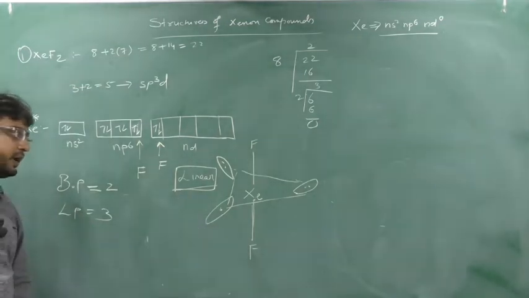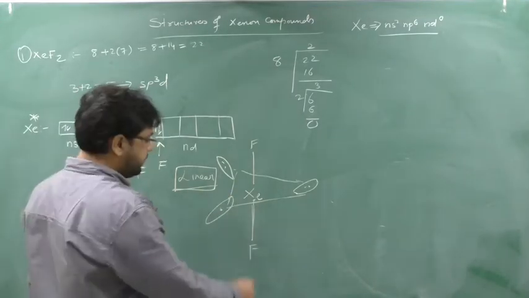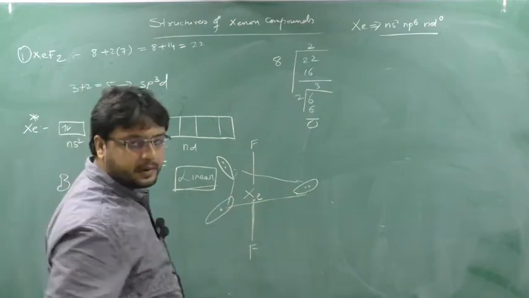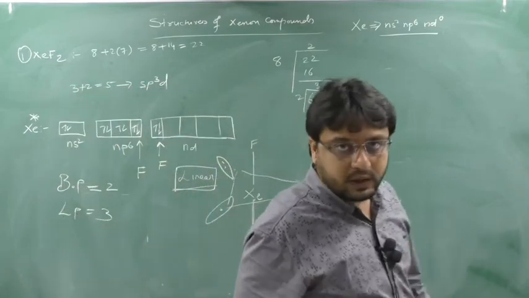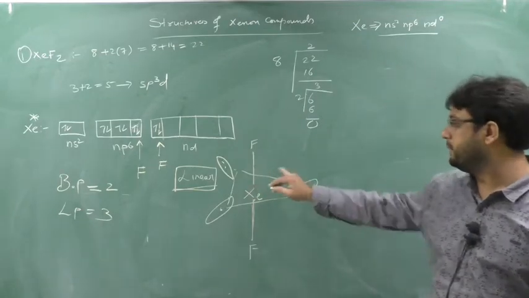Why will this fluorine acquire the axial position? Why not these positions? The reason is the fluorine will acquire the axial position to minimize the repulsion between the bond pair and lone pair.